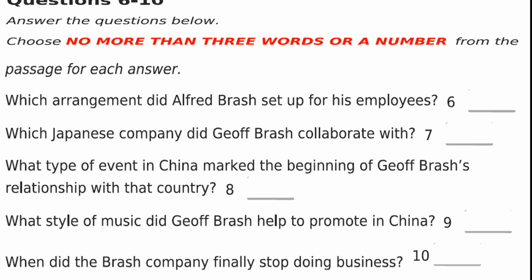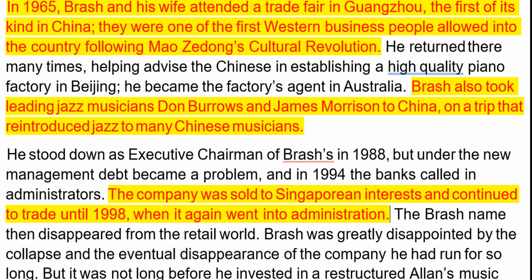When did the Brash company finally stop doing business? So let's go further to our 8th paragraph, and actually we do have on the whole 9th paragraph. The company was sold to Singaporean interests and continued to trade until 1998 when it again went into administration. So, stop doing business, went into administration until 1998. It means when, until 1998. So 1998 is our answer.